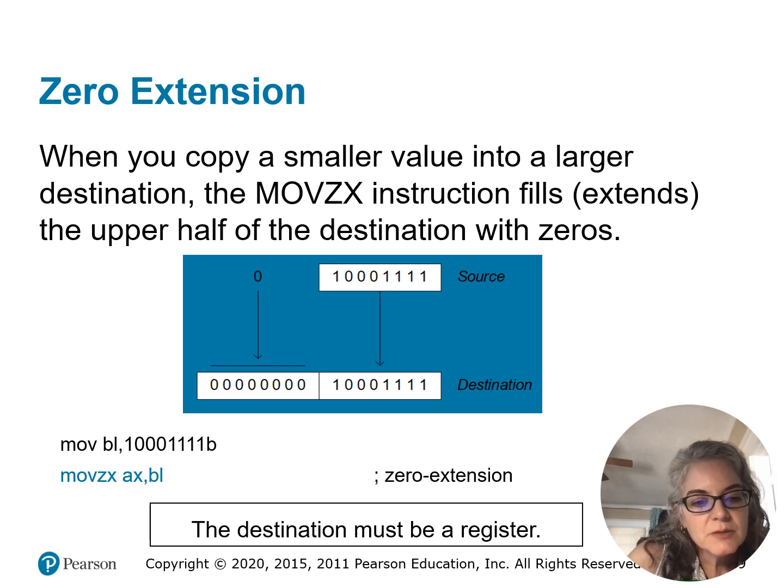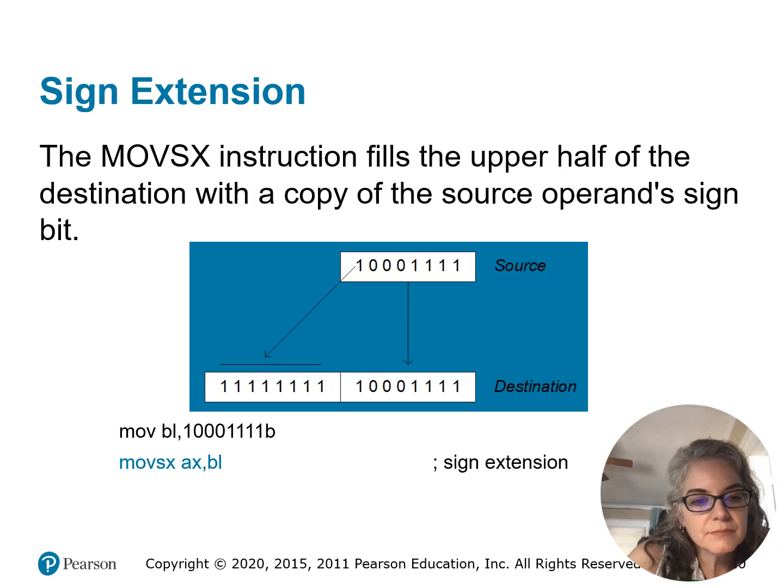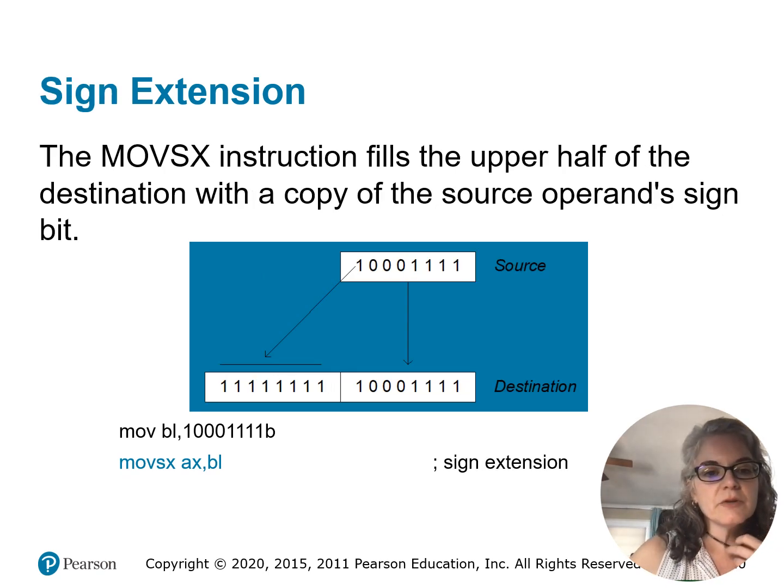The destination must be a register. So with MOVSX, the only thing you can have on the left-hand side, the destination, is a register, not a memory location. MOVSX fills the upper half of the destination with a copy of the source operand's sign bit.